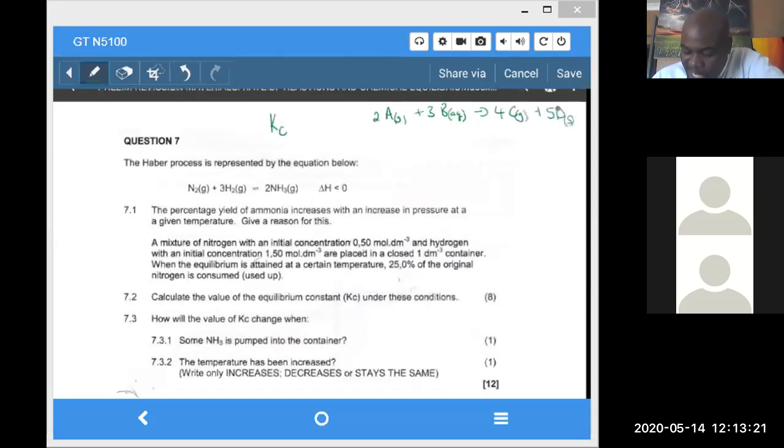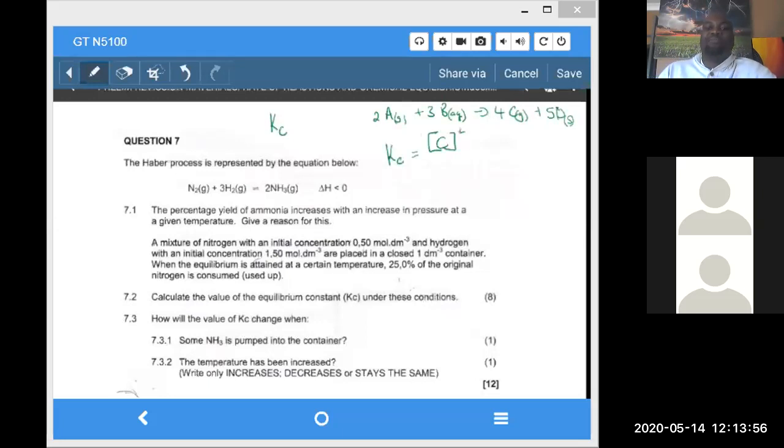If I'm asked to write the Kc value for this one or to calculate it, I'm going to say the equilibrium constant is going to be the concentration of the products. In this case, the product is C, concentration of C to the power of the number that is in front. So the equation needs to be balanced. To the power of 4 multiplied by, now here is an interesting thing. If I put D here, we don't include anything which is a solid in our Kc.